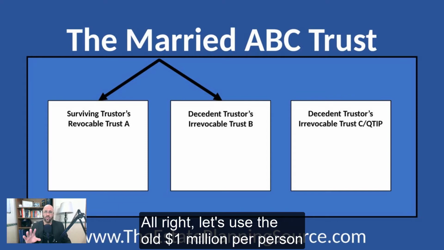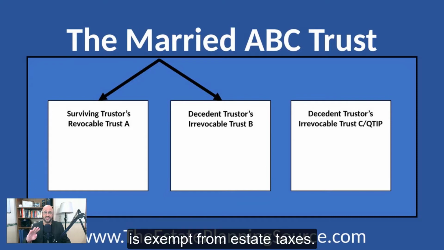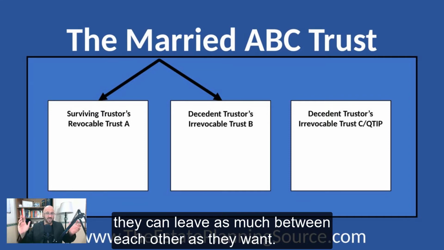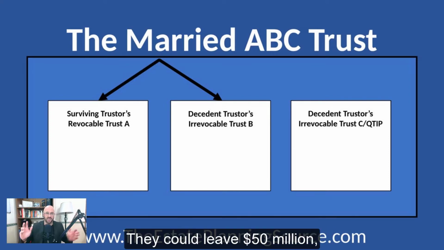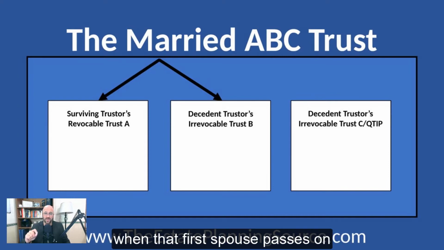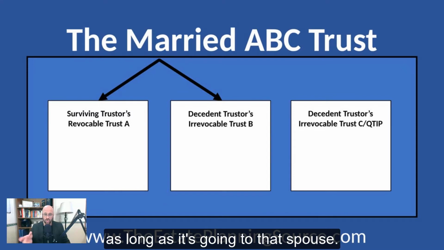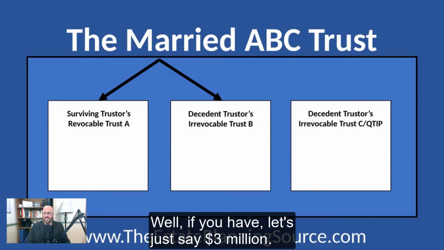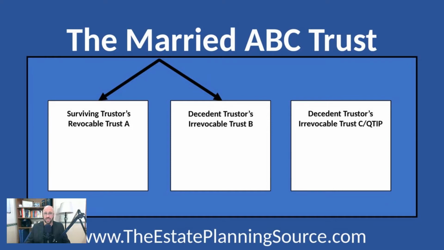All right, let's use the old $1 million per person is exempt from estate taxes. And when you have married U.S. citizen couples, well, they can leave as much between each other as they want. They could leave $50 million. There aren't going to be any estate taxes when that first spouse passes on, as long as it's going to that spouse.